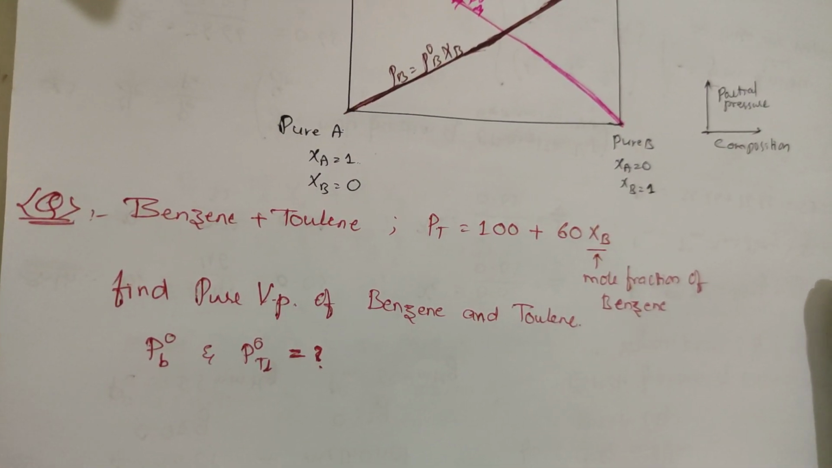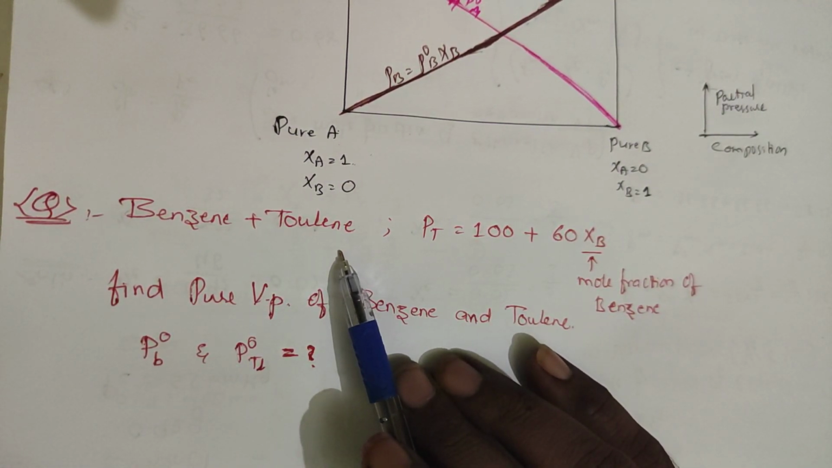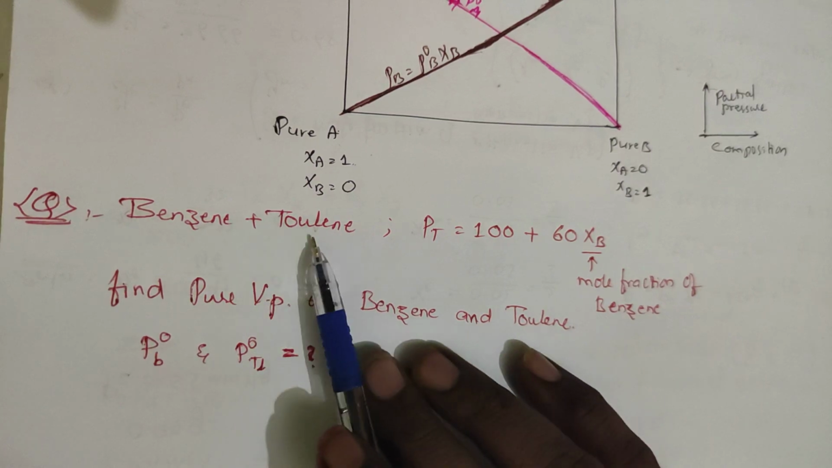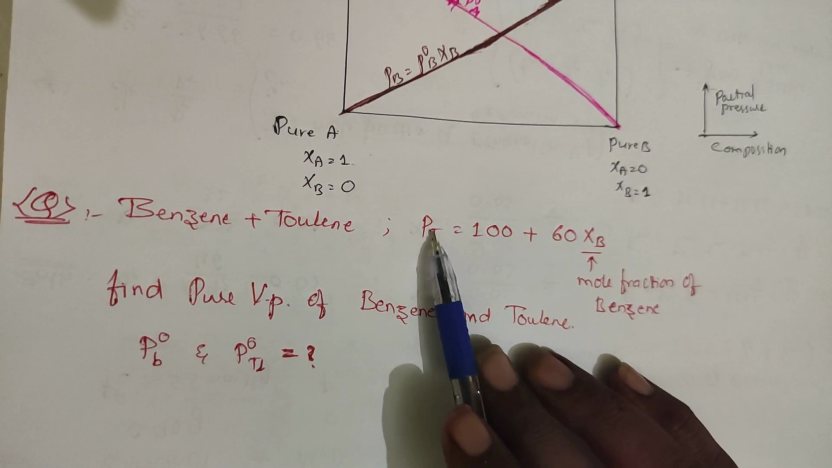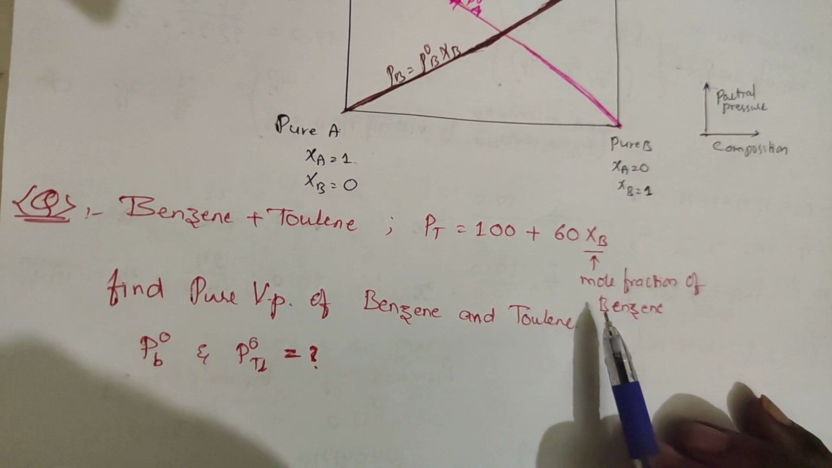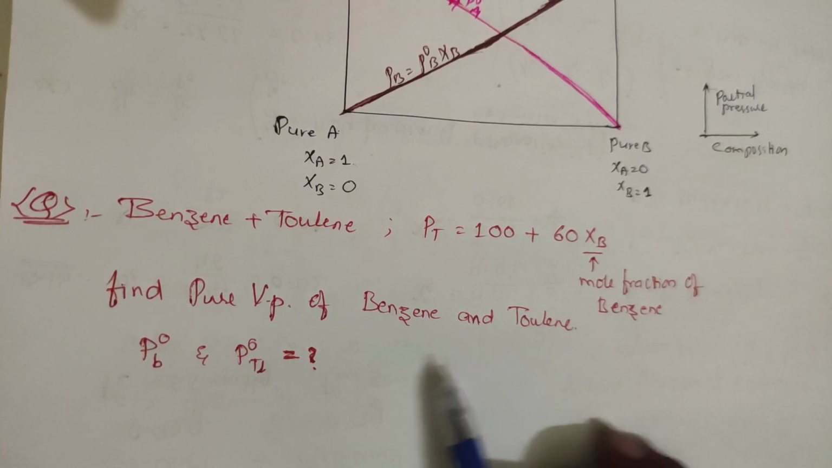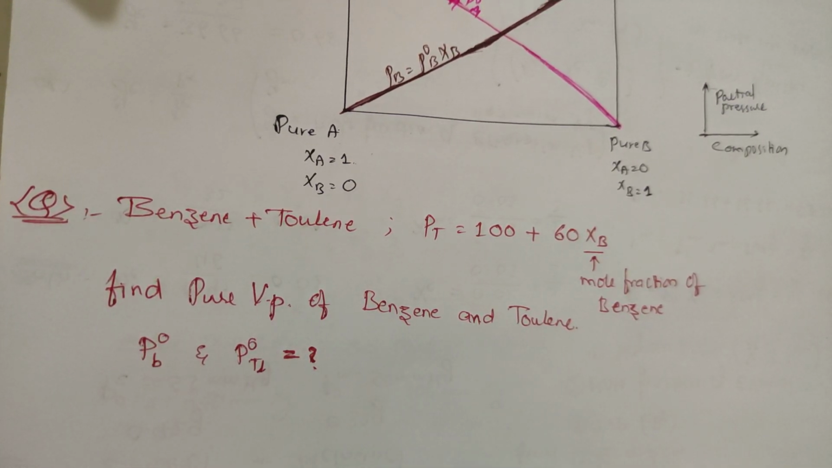Take one more question, and this is the last question for this video. Benzene plus toluene. He has mixed these two components, both are volatile, and it has been found that the total pressure PT is equal to 100 plus 60 into mole fraction of benzene. XB is nothing but the mole fraction of benzene. Find the pure vapor pressure of benzene and toluene, P naught B as well as P naught of toluene. He is asking this. How will you solve this? Use your analytical skills and solve this.